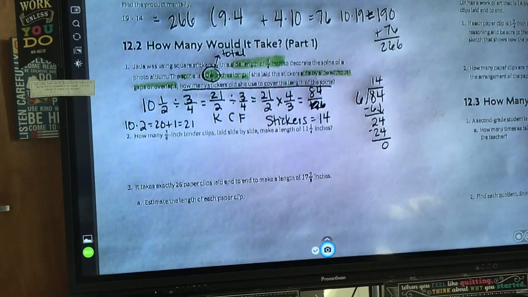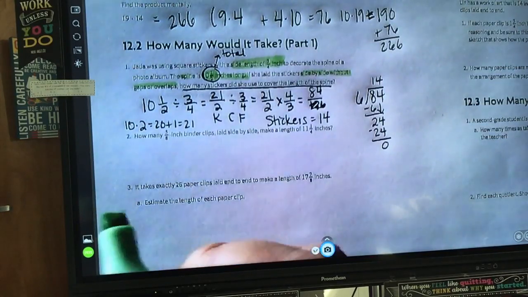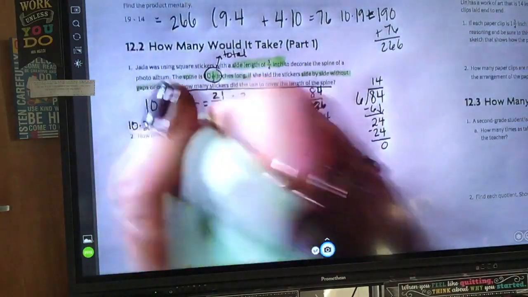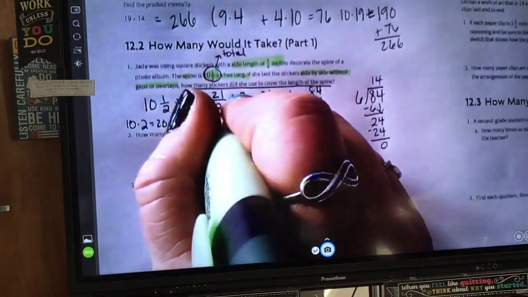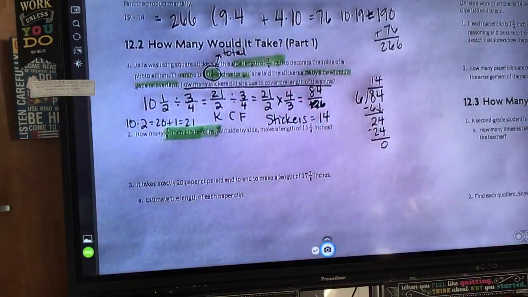Okay. All right. The next one, number 2. How many 5/8 inch binder clips laid side by side make a length of 11 1/4? All right, what's important in this question? How many 5/8 inch binder clips? What's important in that little section? Mikael? Okay, what else? Laid side by side, is anything important in that question?